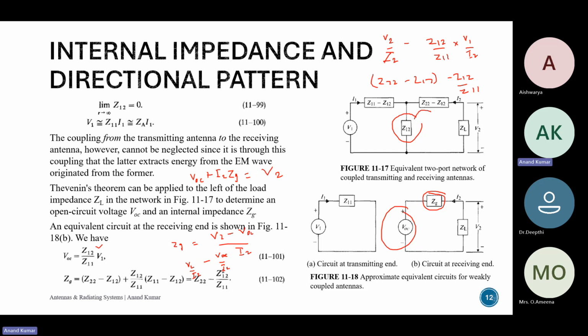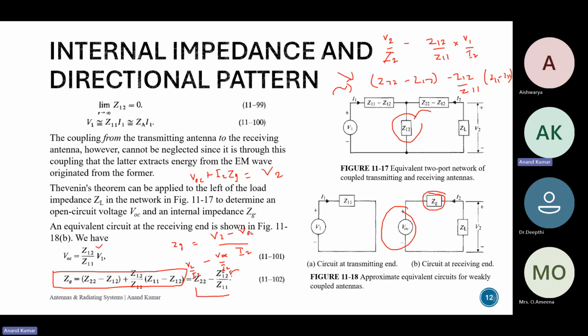So V1 by I2 will approximately come around to be, do check this math once, we're skipping some steps over here, Z11 minus Z12. Let's check this. I'm not sure if I did all these steps correctly, but we'll end up with something which looks like this expression over here. If we simplify this, we'll end up with Z22 minus Z12 squared by Z11.